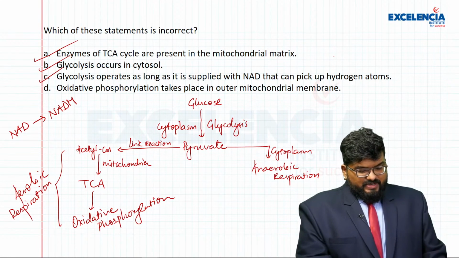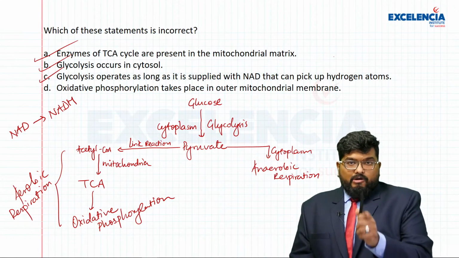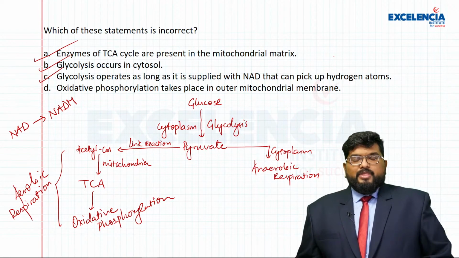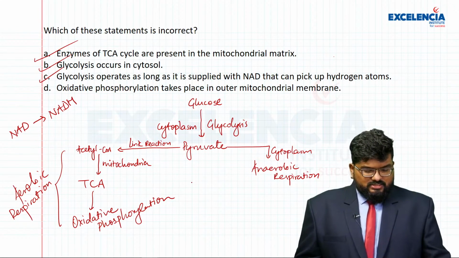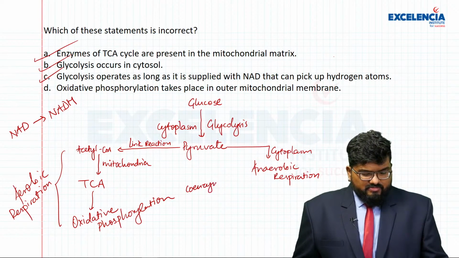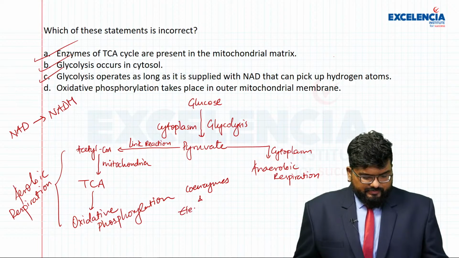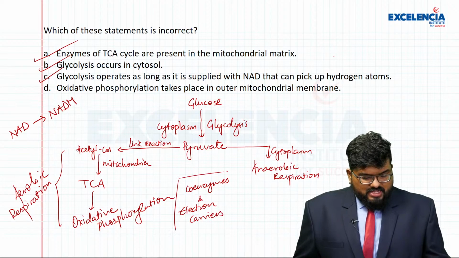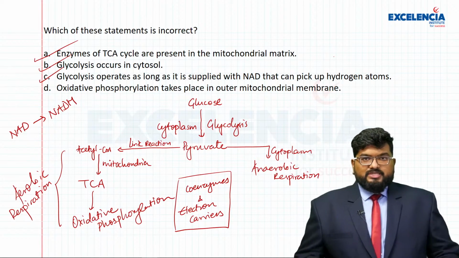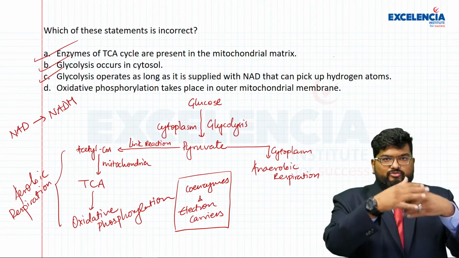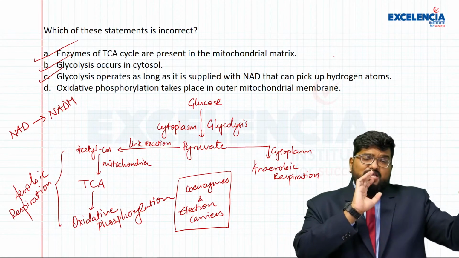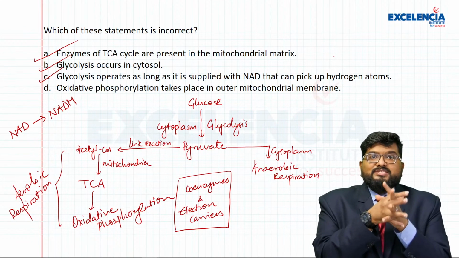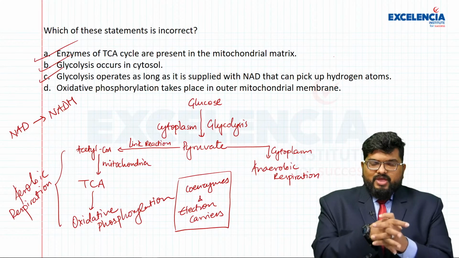Oxidative phosphorylation takes place in the outer mitochondrial membrane. That is wrong, because oxidative phosphorylation takes place in the inner mitochondrial membrane. The inner mitochondrial membrane has certain components called coenzymes and electron carriers. These coenzymes and electron carriers pass on the electron from one to the other, and the ultimate electron acceptor is oxygen. That is the reason it is known as terminal oxidation. Are you getting it?